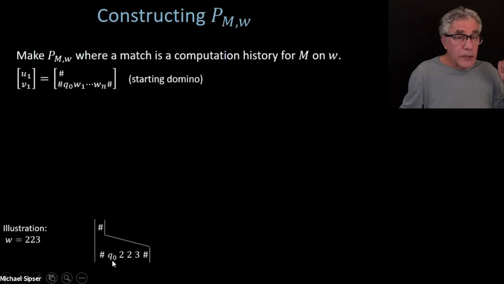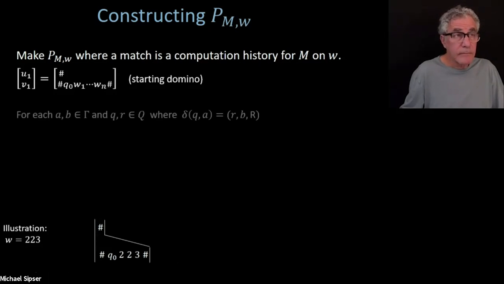So the start configuration for M on W is Q0, that's the starting state for M, and then W following it, 223. That's what is going to appear on the tape of the Turing machine to start off. So this is the start configuration for M on W, assuming I had this particular string as input W. Given the dominoes I've given you so far, just one, this is how the match is going to start. Now, there are going to be more dominoes coming.